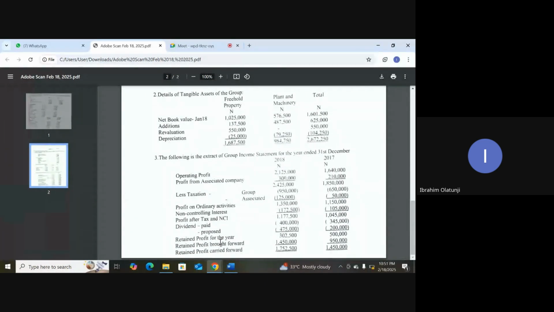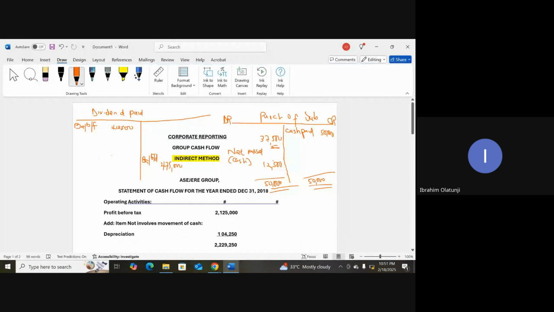You look at the dividend there as well. Both you can see in your P&L. Have you seen it? Yes, they have paid and proposed. So how much is the paid? Opening is 345. No, in your P&L, you don't need opening. You focus on 2018. Okay, 400,000. That's paid.